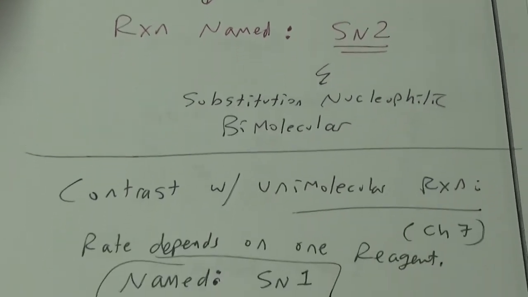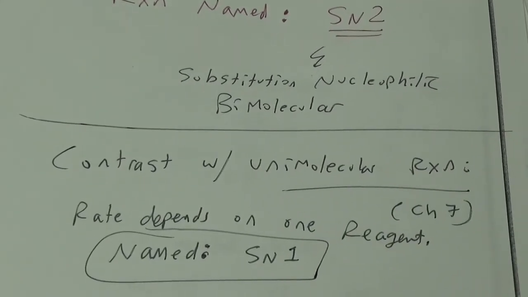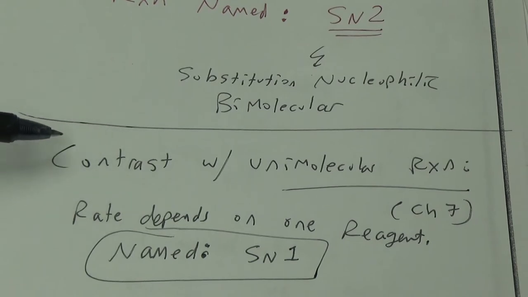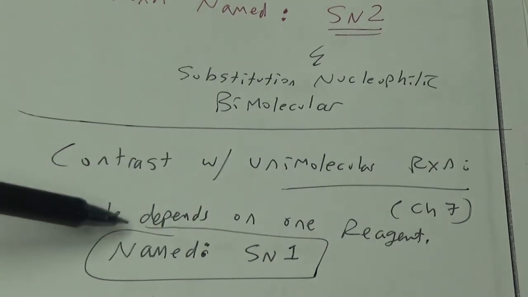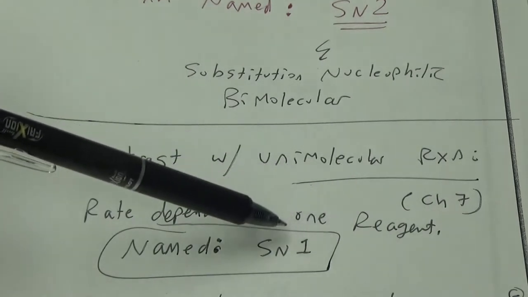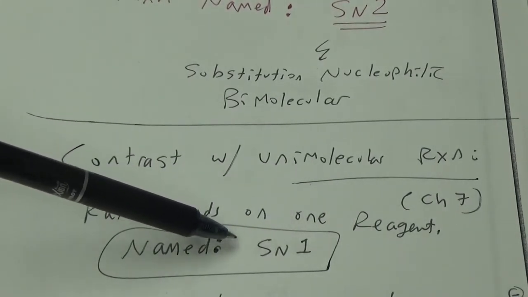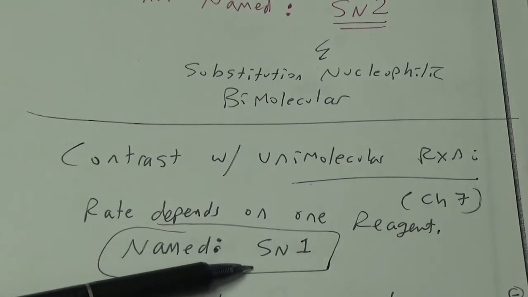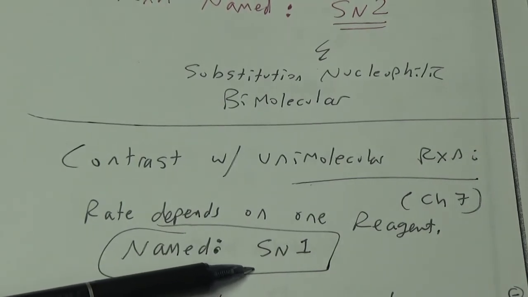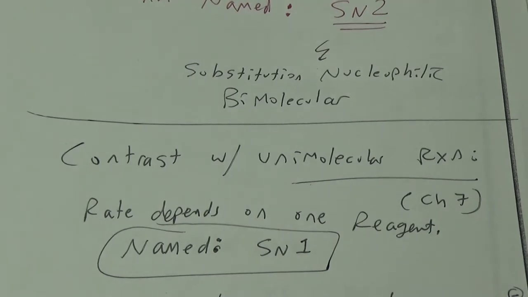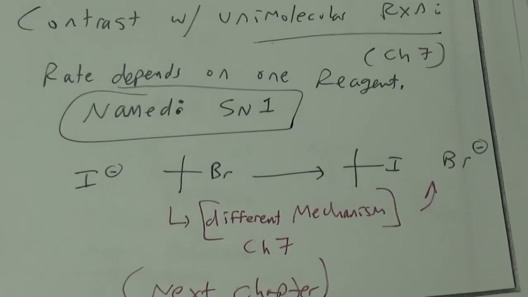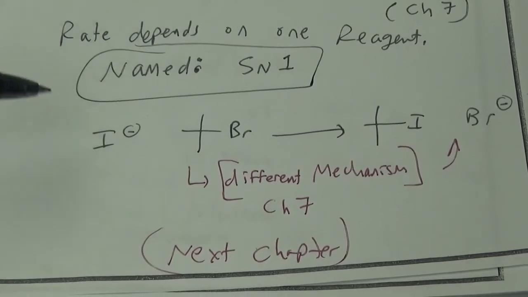Now, I just want to contrast that. This is a little bit that I wanted to talk about last time, but I didn't have time. I want to contrast that with a unimolecular reaction, which we're going to talk about in chapter 7, where the rate depends on one reagent, and that's called the SN1 reaction. The SN1 mechanism depends on one reagent. It's not going to depend on the nucleophile, it's just going to depend on the substrate. That's a preview of next chapter, and we'll get back to it then.